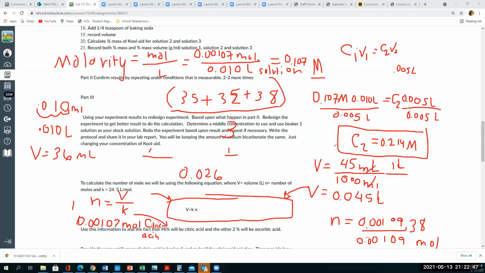Oh, okay. So for your instance, you multiply the 0.107 times the 0.010 liters? So yeah, it's 0.107 times 0.010 divided by 0.005. Okay, thank you.